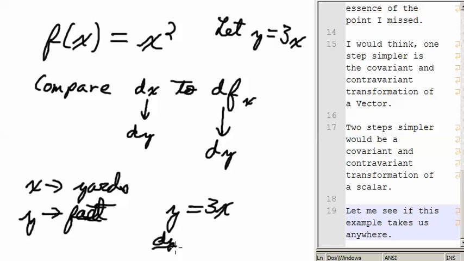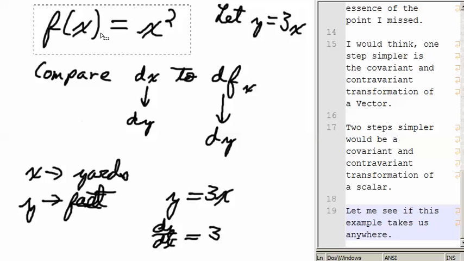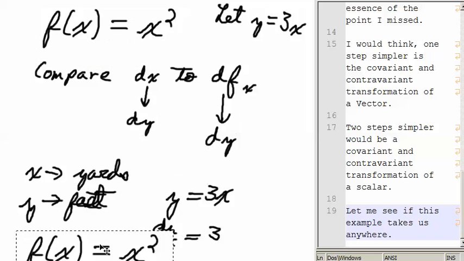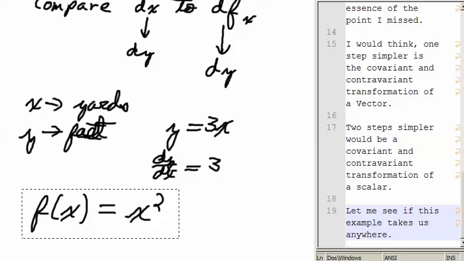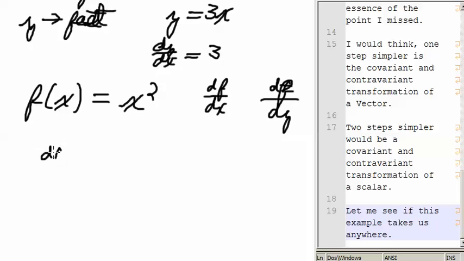And dy/dx equals 3. But now we've got this function, f of x, and we want to see what is df/dx and also what is df/dy. Well, df/dx is quite easily done. It's just 2x.